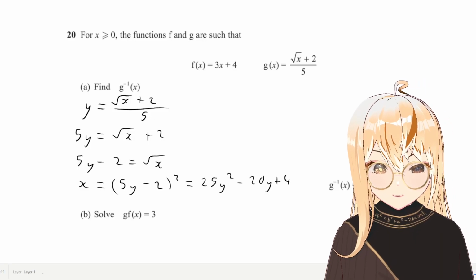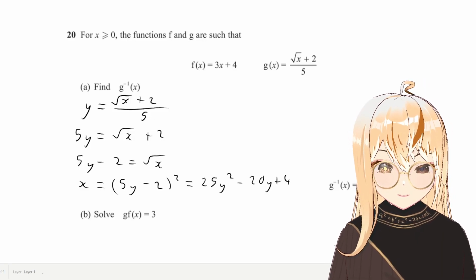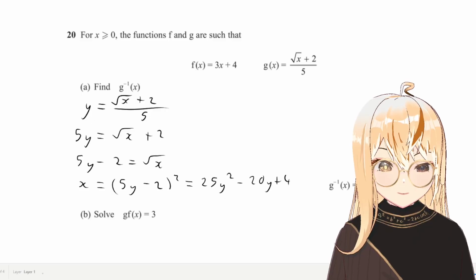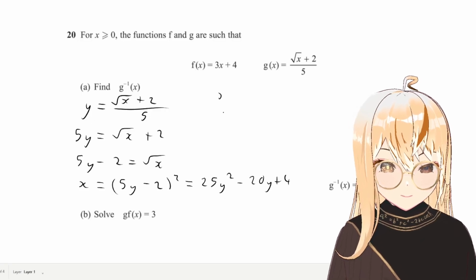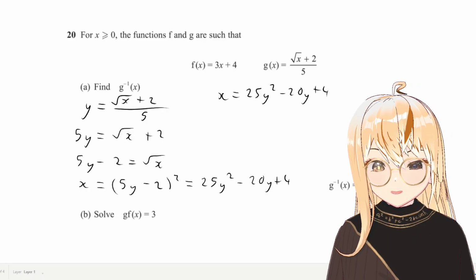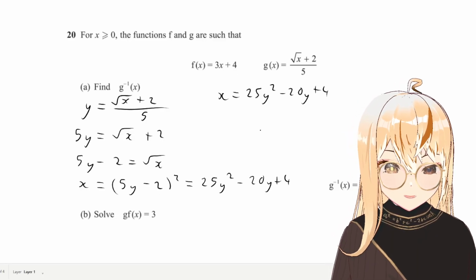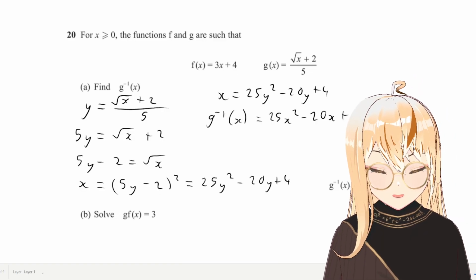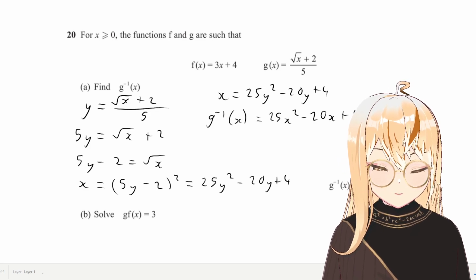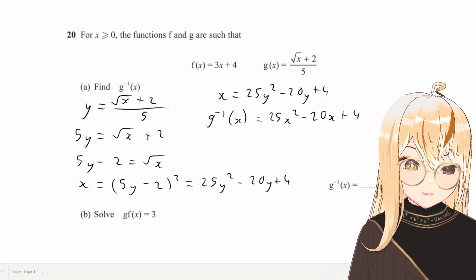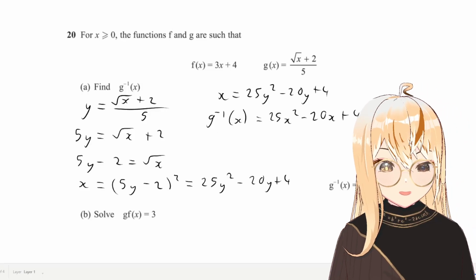So now what I do is replace x with inverse g(x), and then replace all the y's with x. So since we have that, I'll write it like this. Well, I looked at the mark scheme and it said you could keep it as (5x minus 2) squared, but it doesn't hurt to expand it out like that.